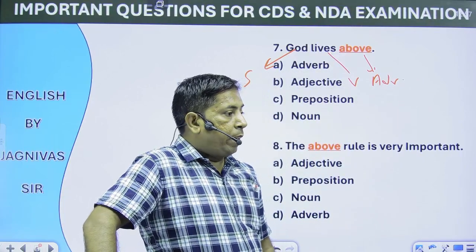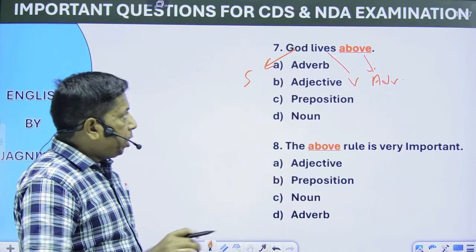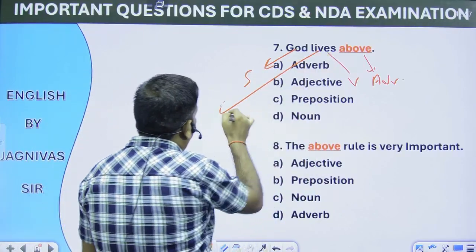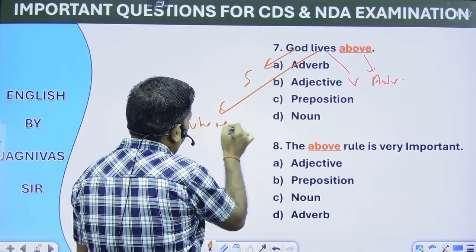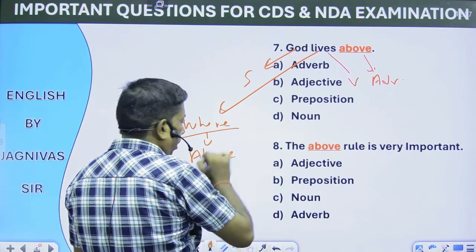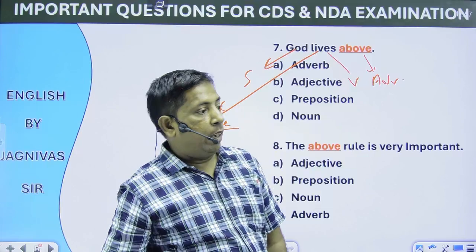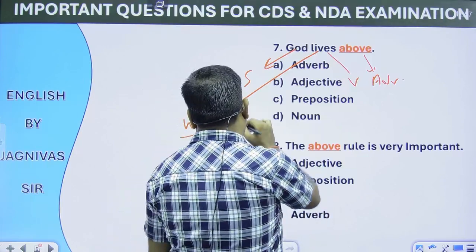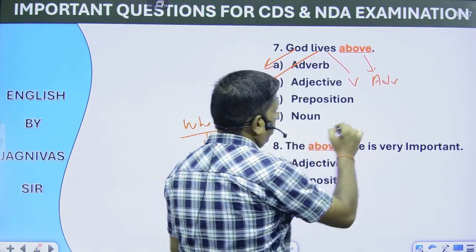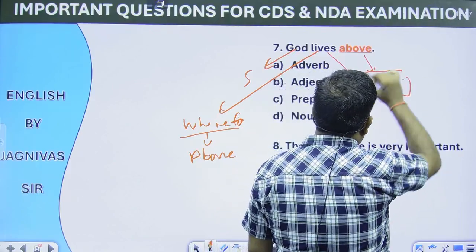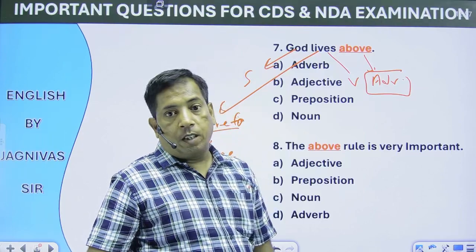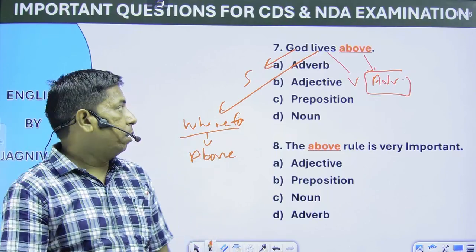The easiest way to identify the part of speech is: God lives where? The answer is above. Whenever you ask where and the answer comes, this is an adverb. Okay, students. So the answer of where, if you ask where from the verb, then the answer is adverb.